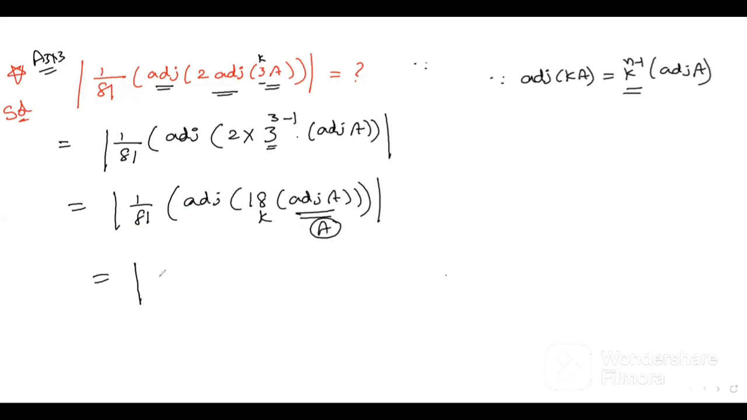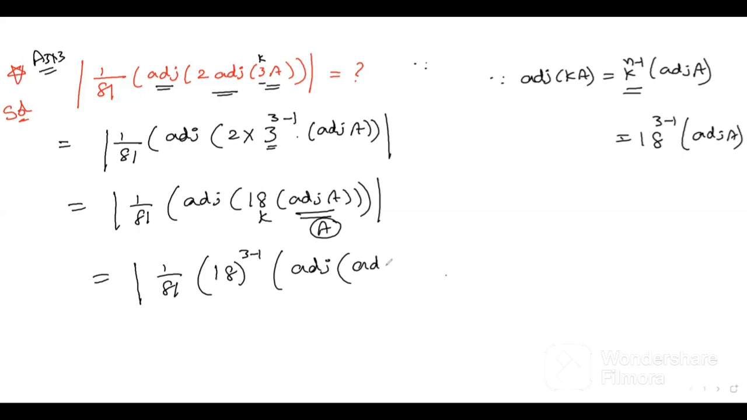Okay, 1 by 81 times, according to this formula, K value 18, 18 to the power n value 3, n is the order of the matrix, into adjoint of A. So it is going to be 18 power 3 minus 1 into adjoint of A, where the inside matrix is A. So what we get here is 1 by 81.